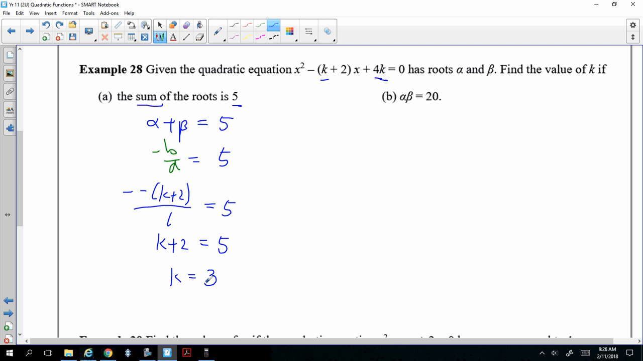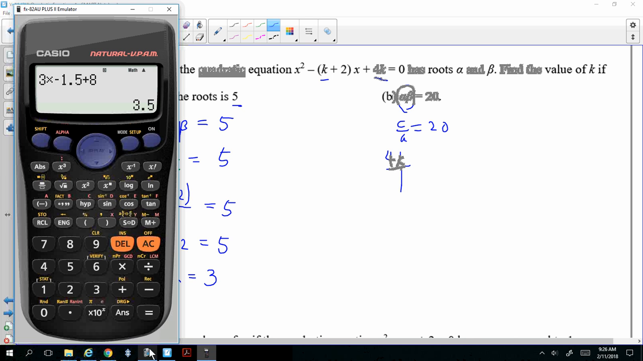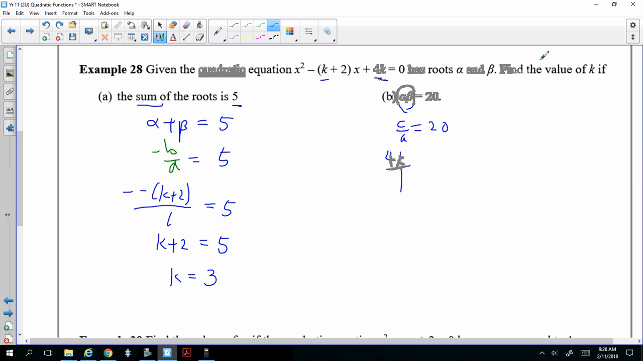Alpha beta is 20, so you go c over a is 20. c is 4k over 1. All right, continuing on, you get 20. So 4k equal to 20. k is 5. So it's pretty easy, isn't it? All right. I think the next one's a little bit harder. Oh no, next one's still not hard. Okay. What's this? So they give you this, then that, to find k.